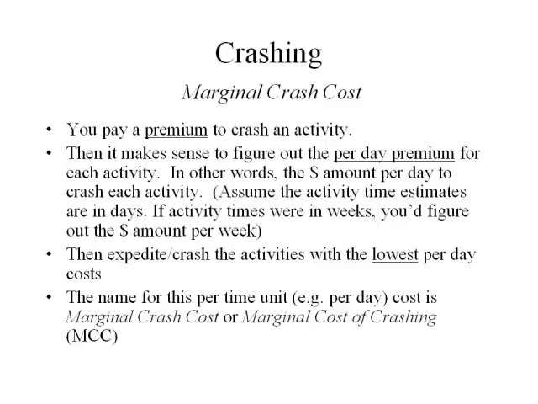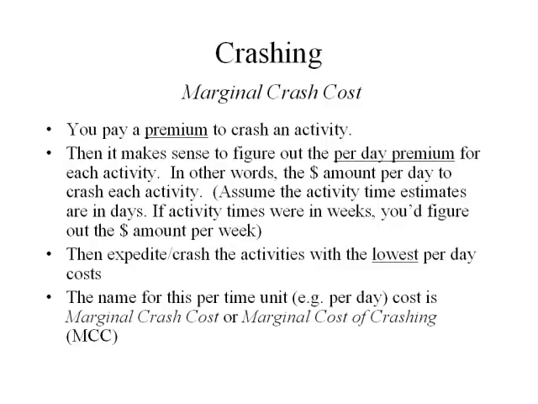Right? So what we can do is we can look at those premiums on a per day, per hour, per week basis. For example, if we are doing all our activity time estimates in days, we would probably want to use days, so we would want to convert the cost to crash any particular activity into a cost per day. So to crash this particular activity, it's going to cost me X dollars per day of time that I want to save. The name for that is the marginal crash cost, or the marginal cost of crashing.